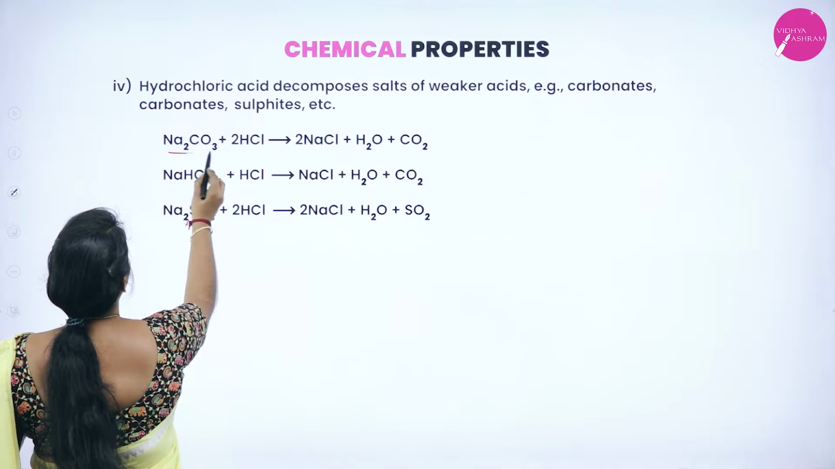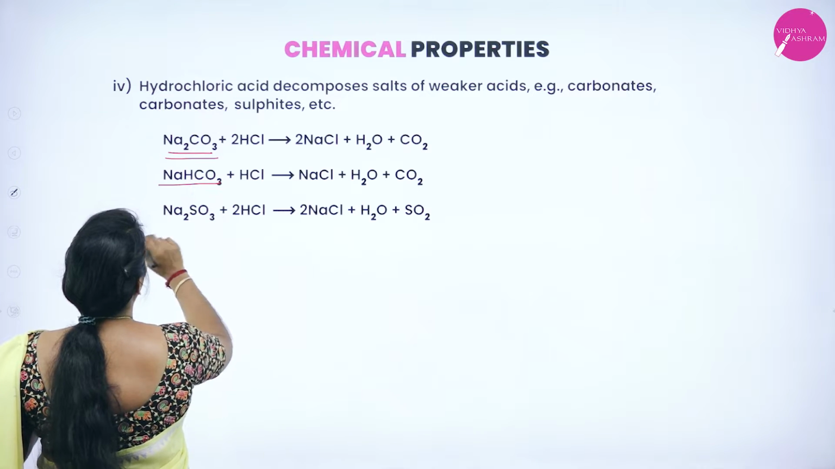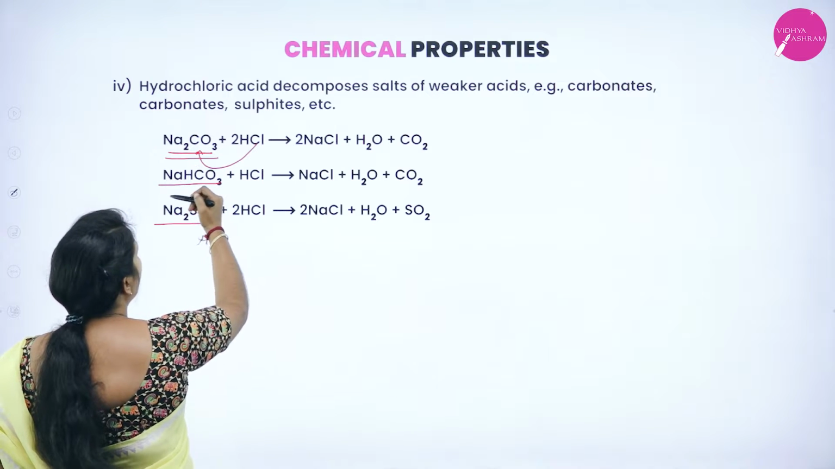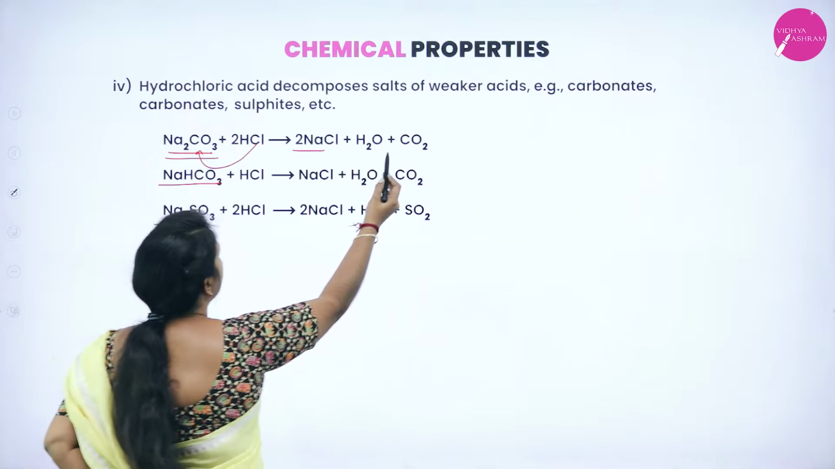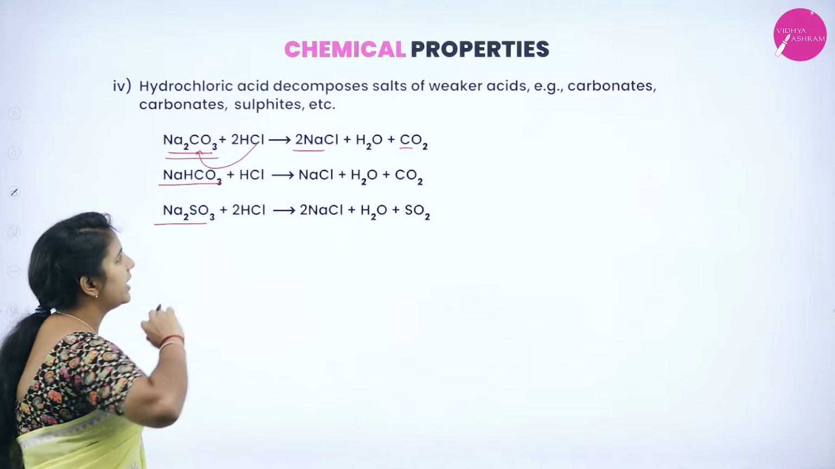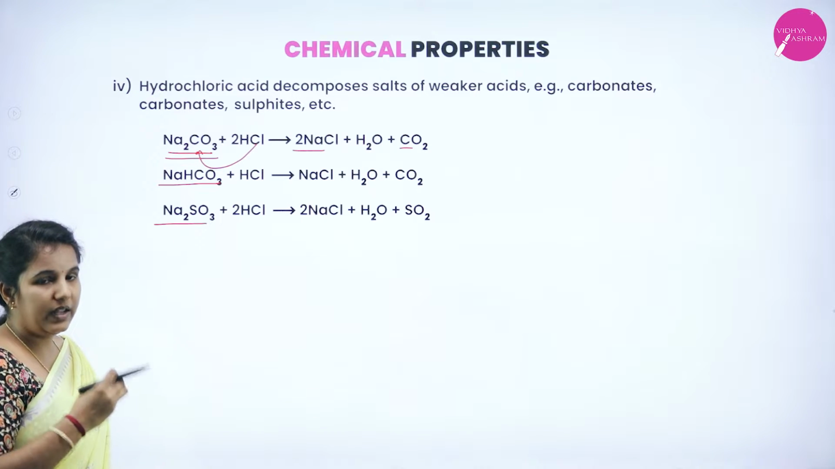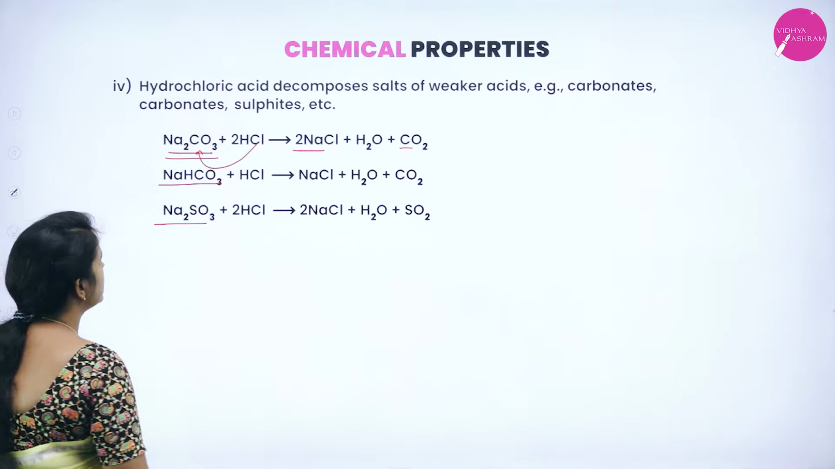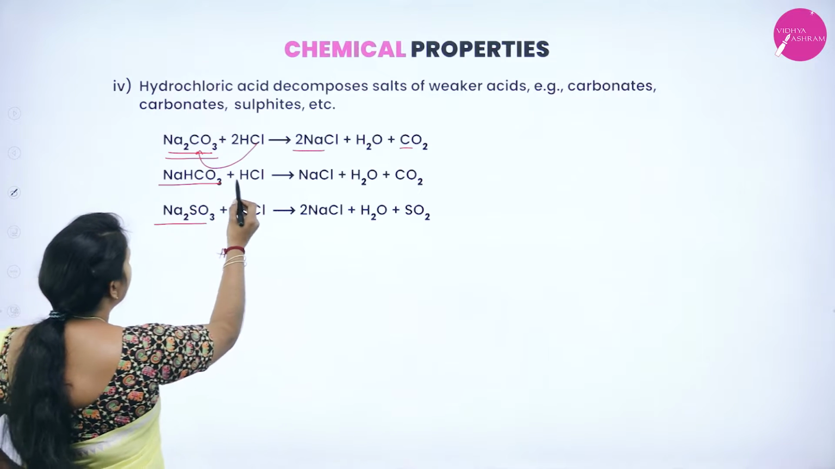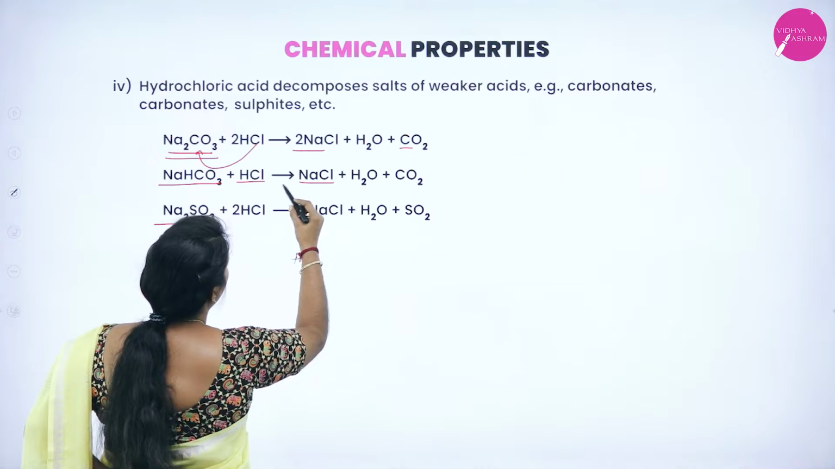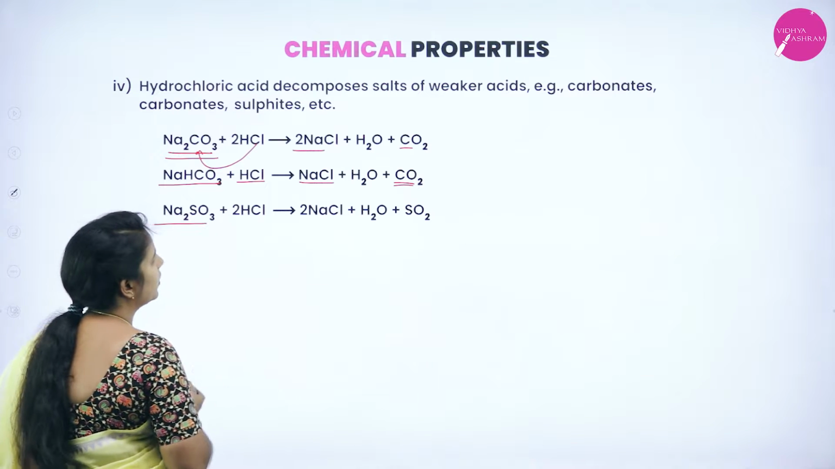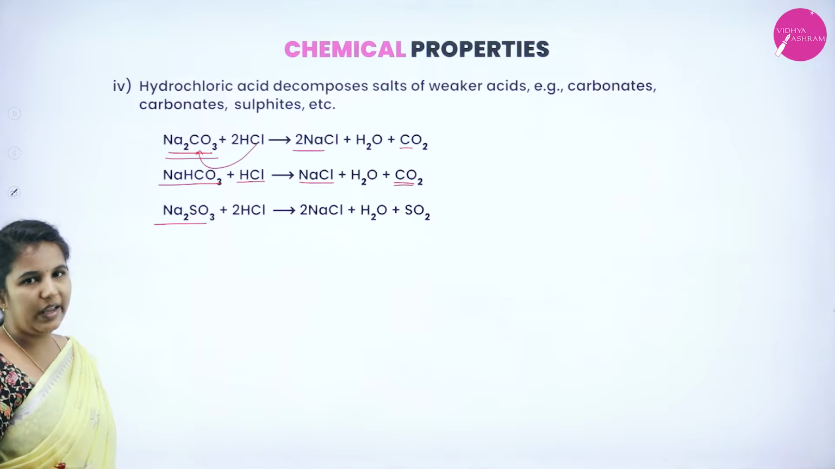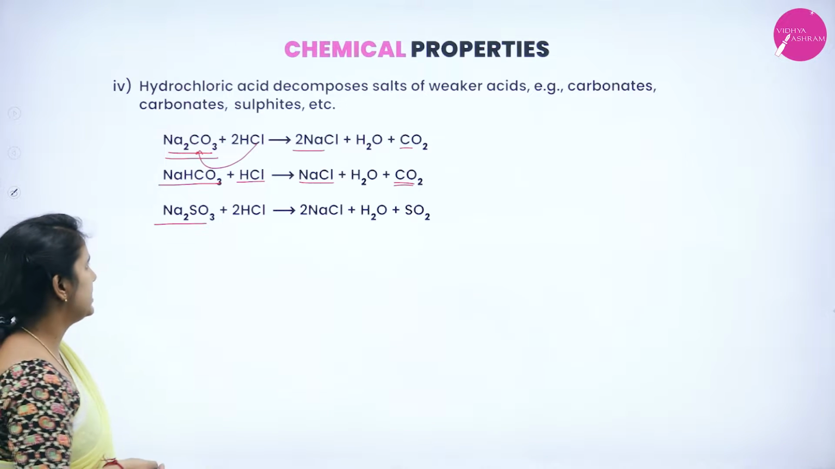First I'll go with sodium carbonate, sodium bicarbonate and sodium sulfite. When HCl reacts with sodium carbonate, it forms sodium chloride with the release of carbon dioxide. This indicates that carbonate salts, which are salts of weaker acids, undergo decomposition by the action of HCl. Similarly, sodium bicarbonate reacts with HCl to form NaCl with the release of carbon dioxide, indicating that bicarbonate salts also decompose by the action of HCl.